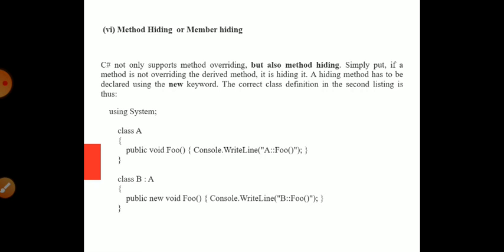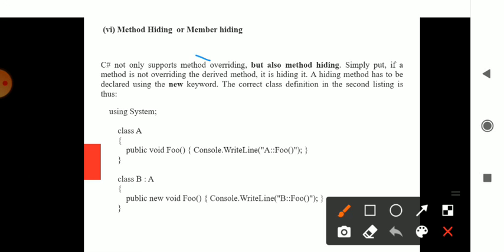Mainly, in order to explain the concept of member hiding, for example, if you are not able to override any of the methods, that particular method is said to be hidden, so it cannot be accessed by any other class. Then it is said to be member hiding. The member hiding concept uses a keyword called new, which helps you hide a particular method.